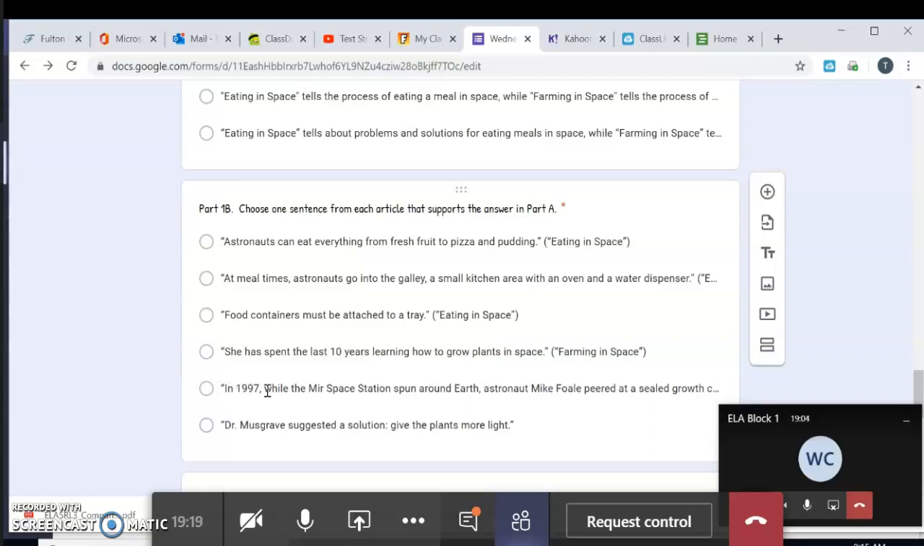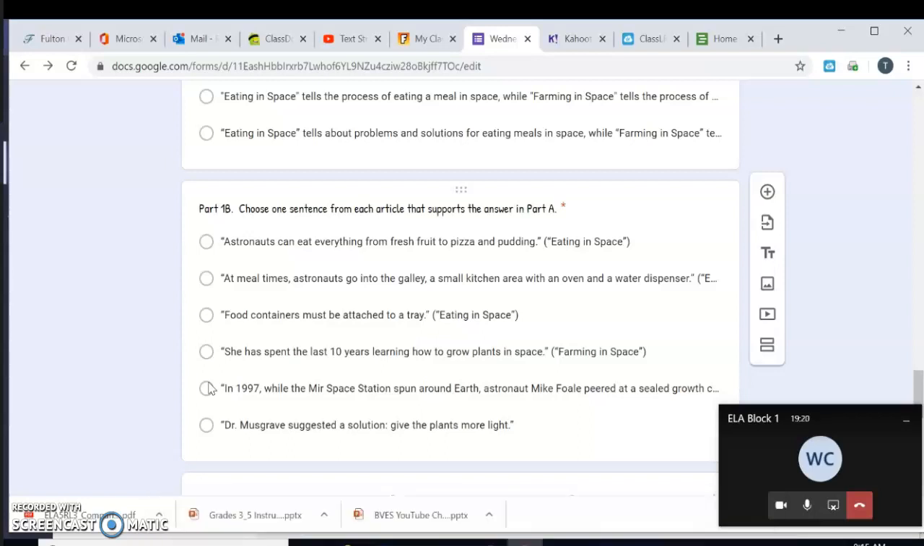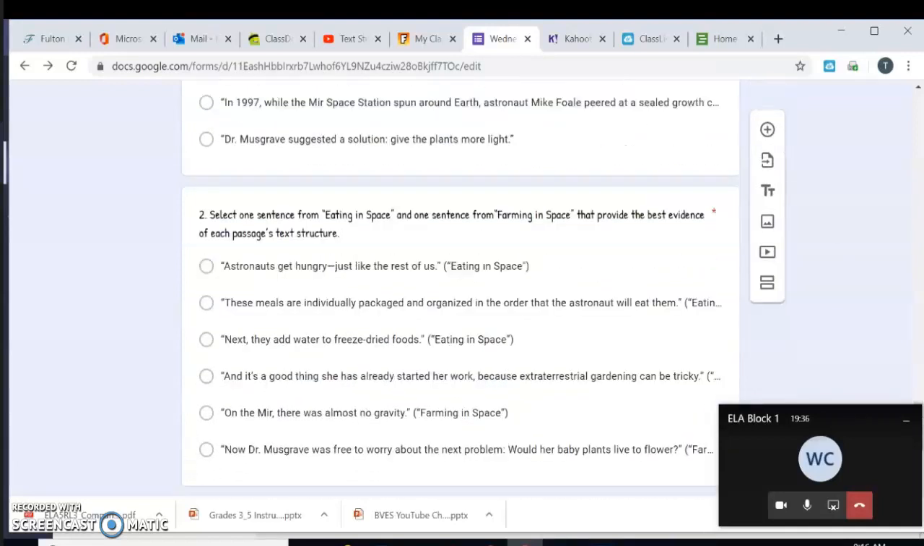In 1997, while the Mir space station spun around Earth, astronaut Mike Foale peered at a sealed rope. And so on. Nope, that doesn't match either. And then finally, Dr. Musgrave suggested a solution, give the plants more light. Ding, ding, ding, solution. That goes with the text structure that talks about problem and solution. We're going to go ahead to question 2.